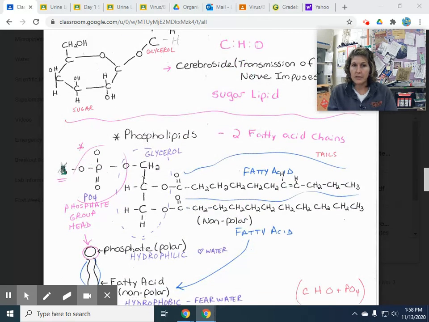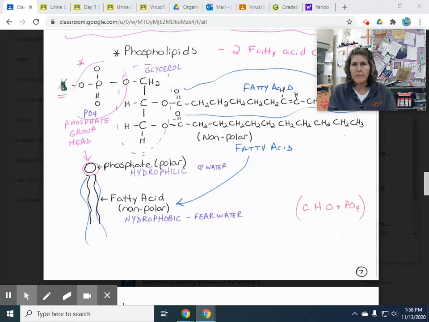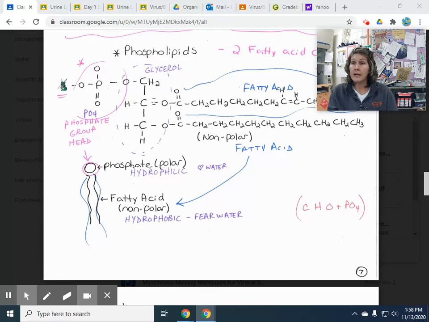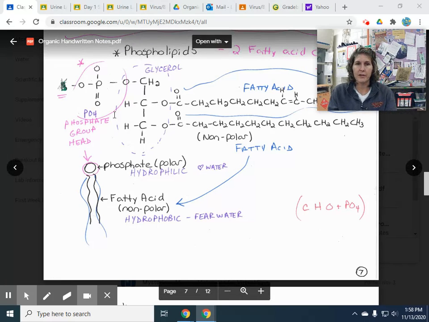Okay. Next, let's change it up a little bit more. Glycerol, fatty acid chain number 1, fatty acid chain number 2. Now instead of that sugar or that third fatty acid chain, now let's put a phosphate group. There's my phosphate group right there. That phosphate group is my head portion, my PO4 group.